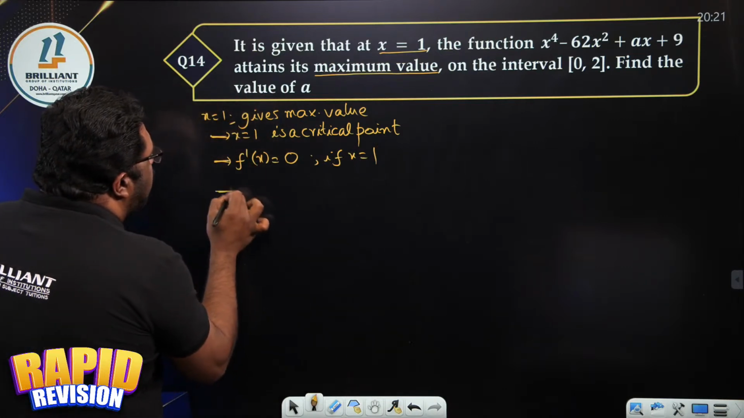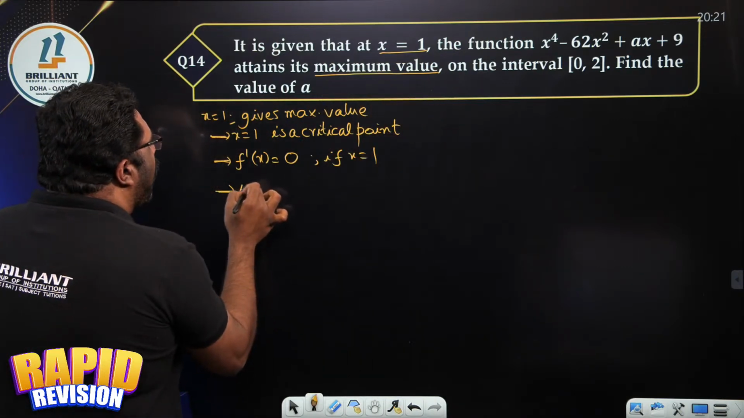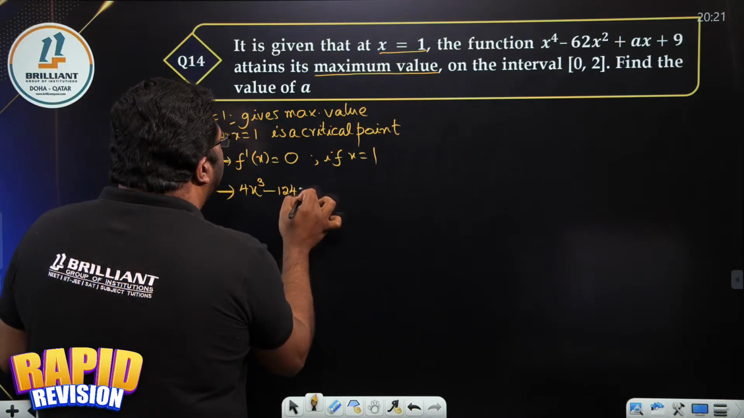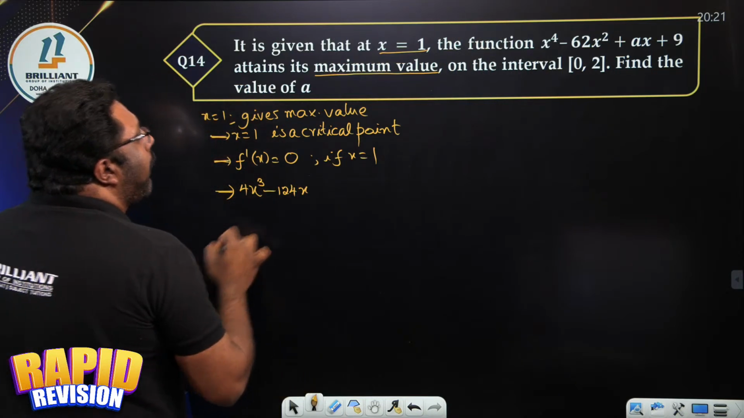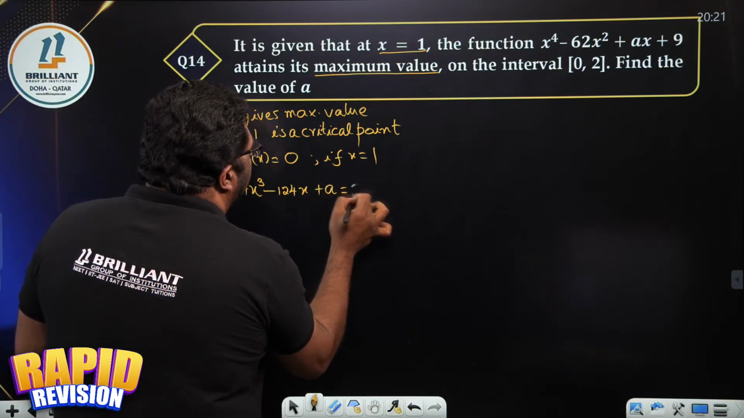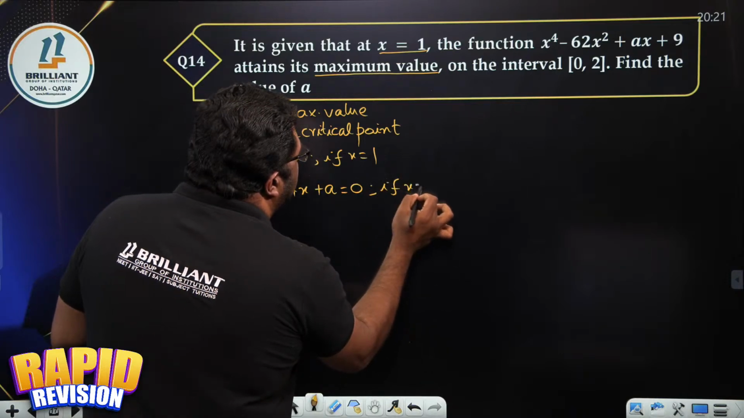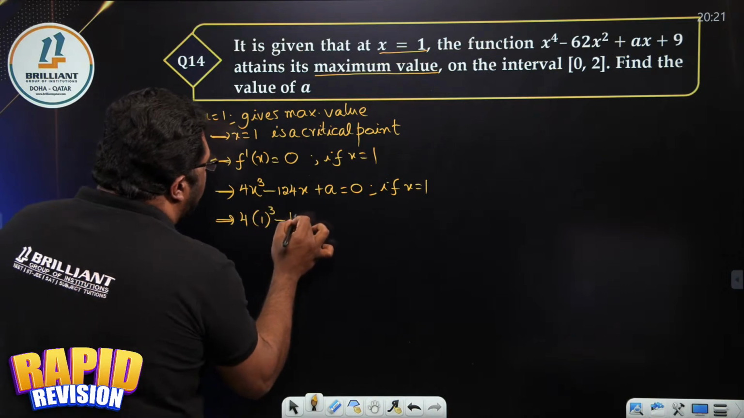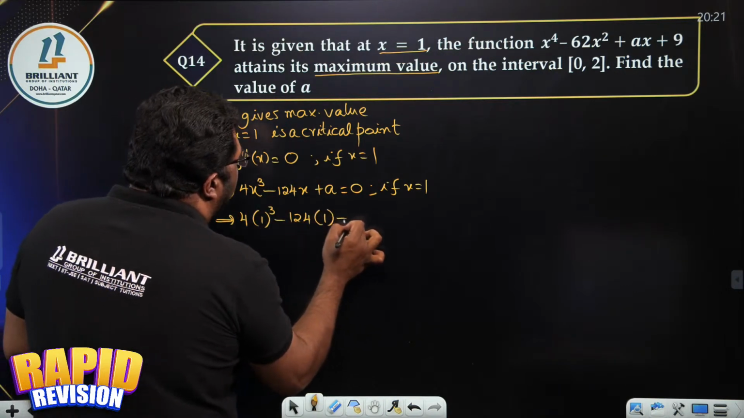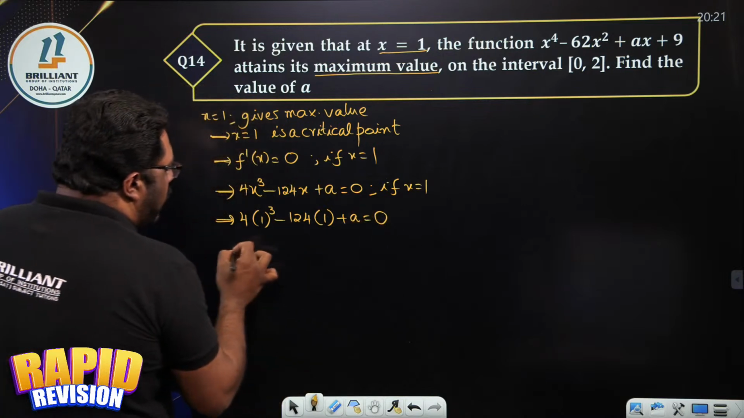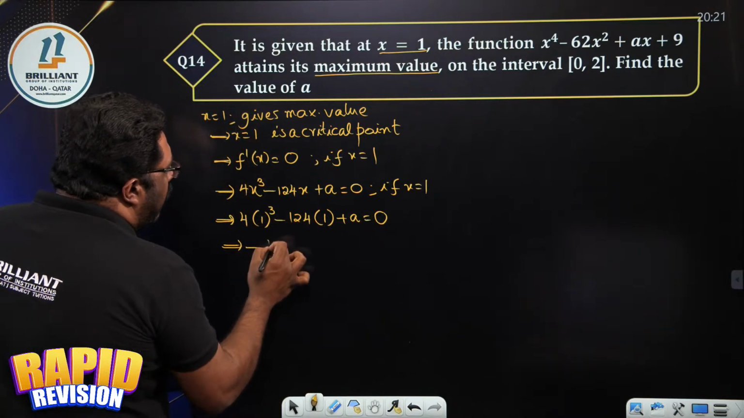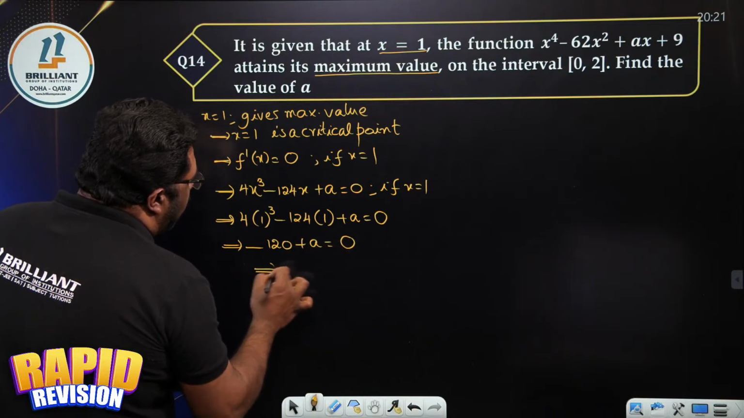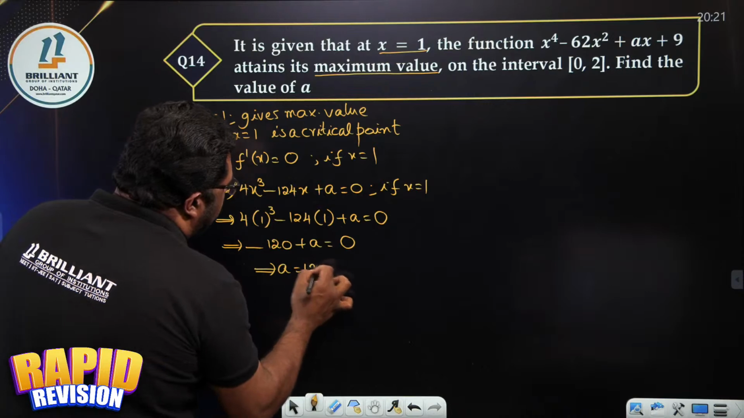So what is f dash of x, my dears? 4x cubed minus 12x plus a equal to 0 if x equal to 1. Substitute x equal to 1: 4 into 1 cubed, minus 12 into 1, plus a equal to 0. 4 minus 12, minus 8 plus a equal to 0. A is equal to 8.